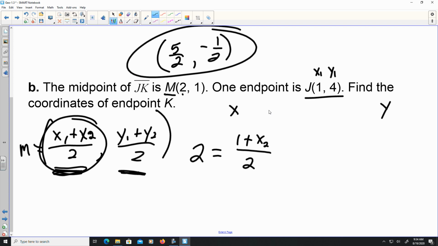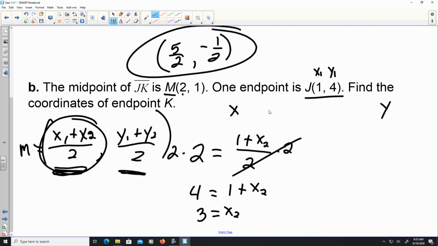Now, in order to get rid of this 2, I'm going to multiply both sides of the equation by 2. That cancels out those 2s here. 2 times 2 is 4, so now I got 4 equals 1 plus that x sub 2. Subtract both sides by 1. 3 is equal to x sub 2.